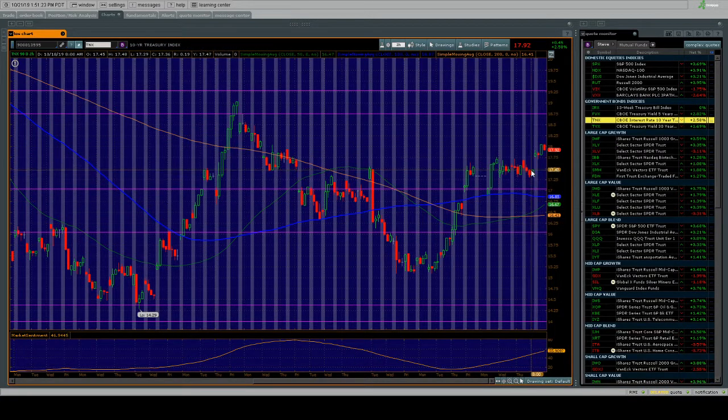So here's a gap from last night. We'll expect that to close. Here's a gap between here. That will close.